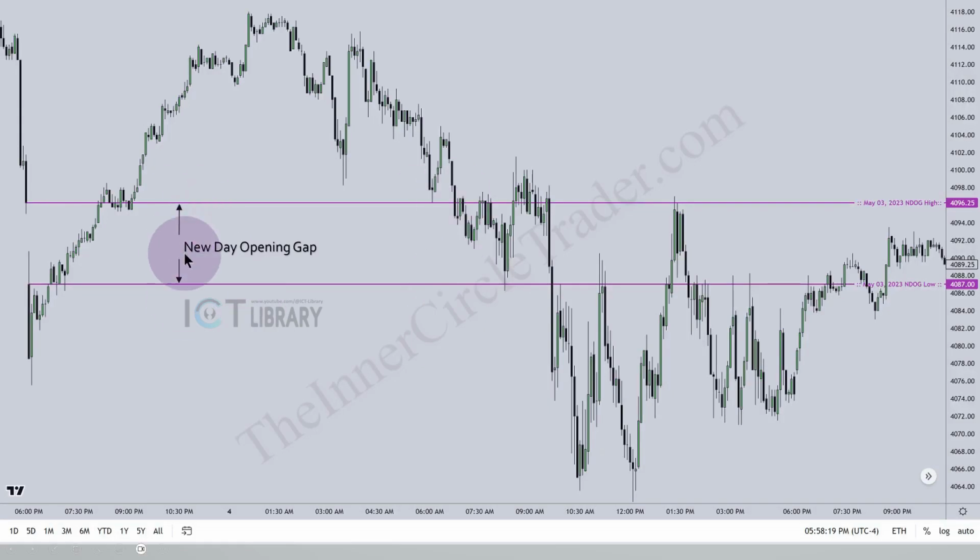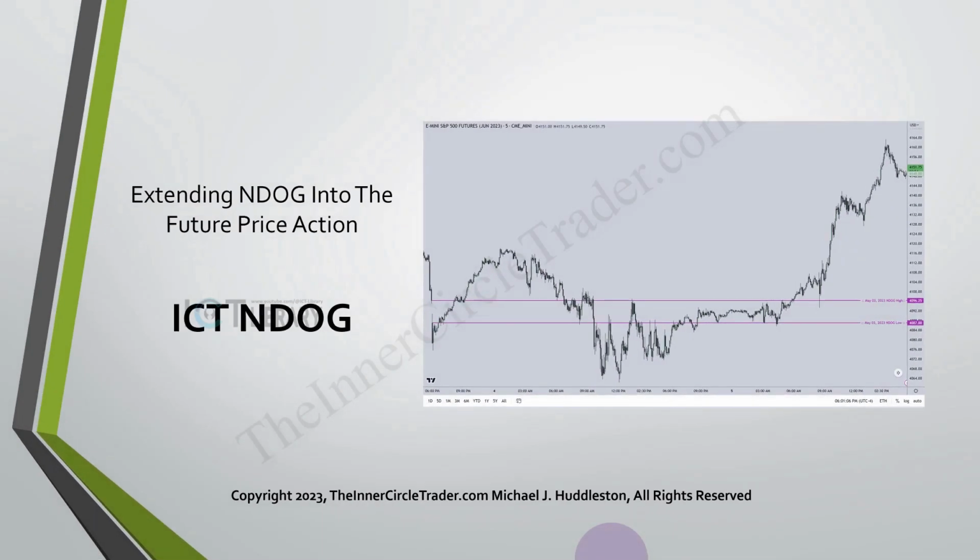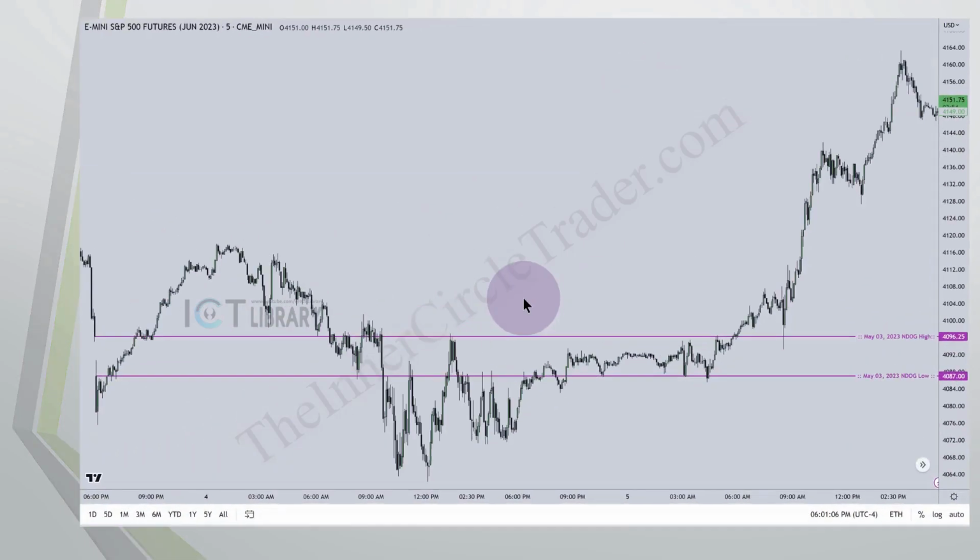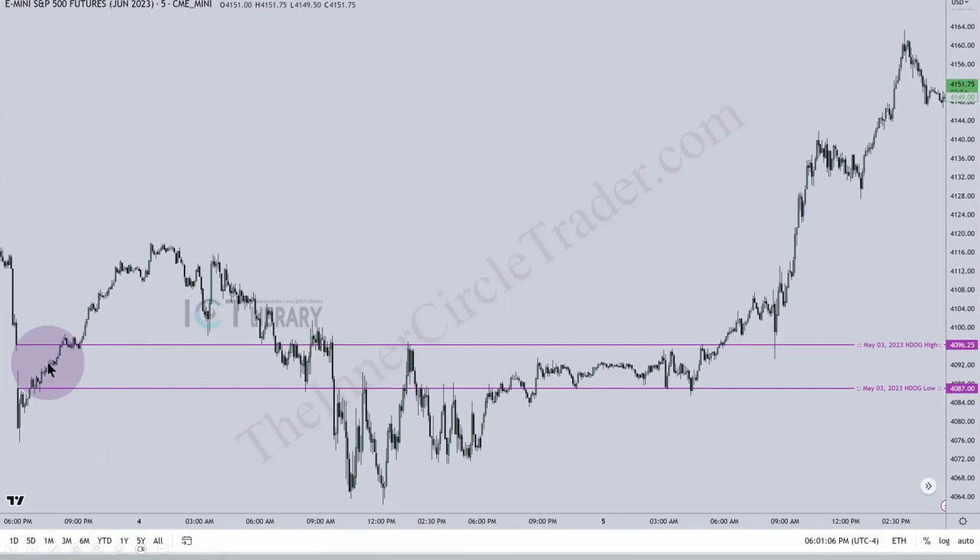Between the 2 price points here, this is your new day opening gap. Now we're going to extend the new day opening gap into future price action. Okay, here's that same gap. I just put more data on it.